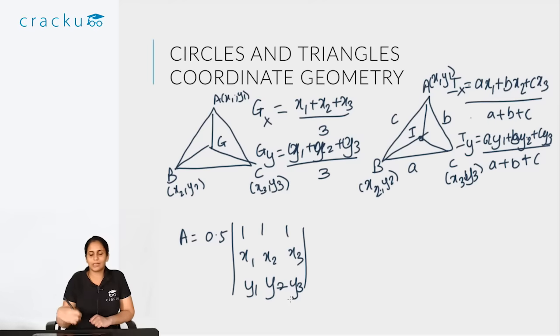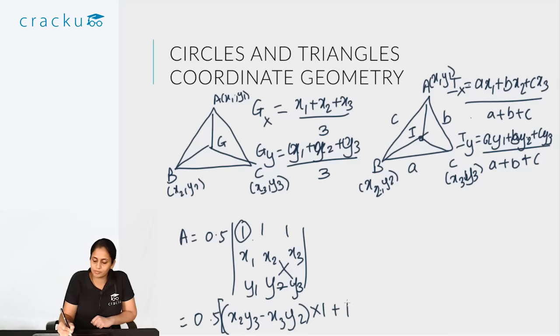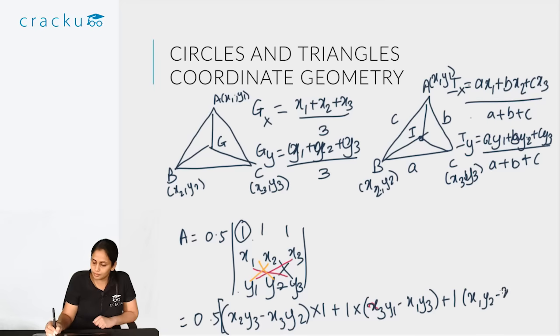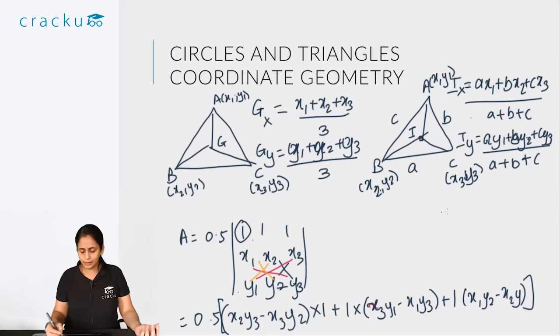In case somebody doesn't remember how to calculate the value of a determinant, you basically say half into 1 times (x2 y3 minus x3 y2), plus 1 times (x3 y1 minus x1 y3), plus 1 times (x1 y2 minus x2 y1). So this is the basic formula for the area of the triangle. Another thing that you have to remember, this is when the triangle vertices are (x1, y1), (x2, y2), (x3, y3).